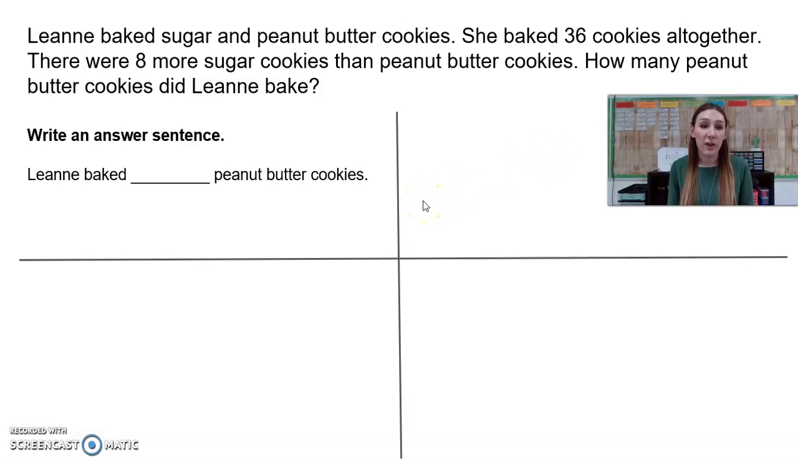So our answer sentence is a response to the question. So if our question reads, how many peanut butter cookies did Leanne bake? Our response would be, Leanne baked blank peanut butter cookies.